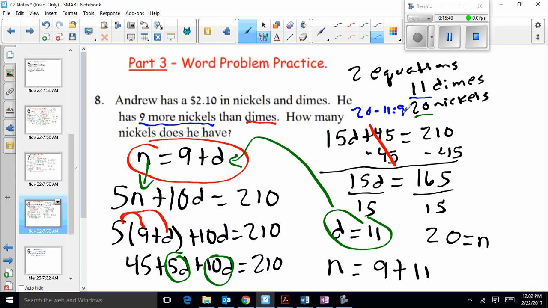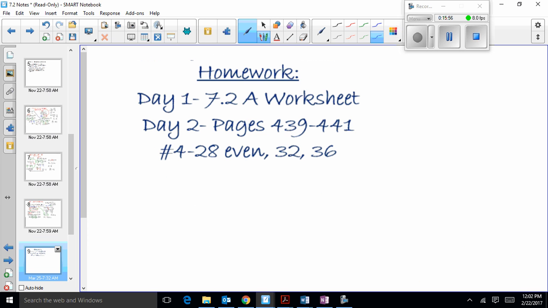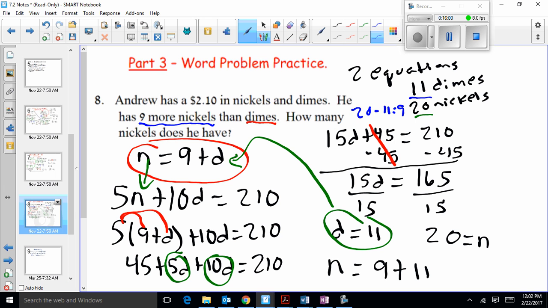So that's the easiest way to figure out how I can go back and check and make sure that my answer will work in the original equation. Okay? So these problems should help you be able to finish up your work here. So that concludes the notes for 7.2.